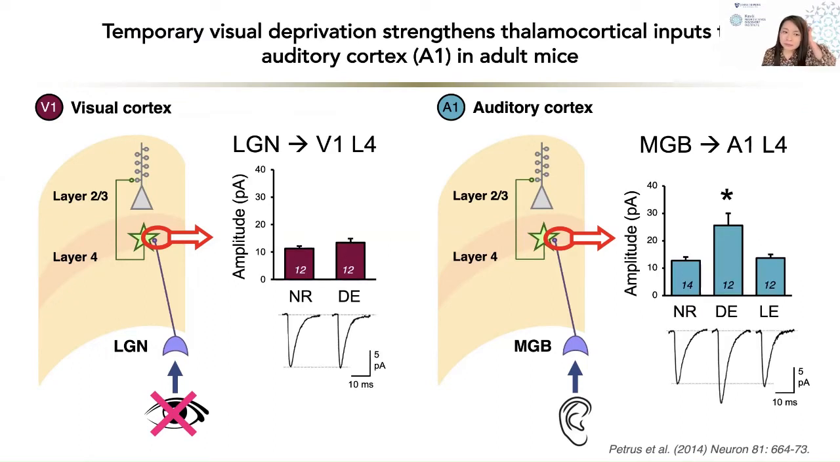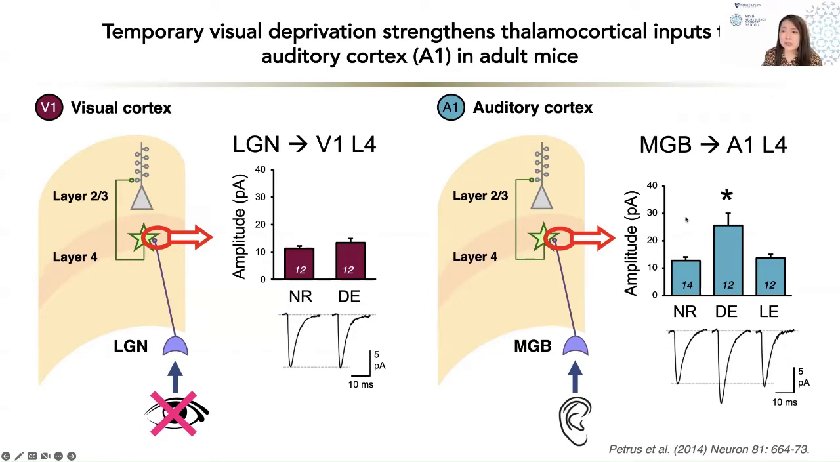And this is the result from our initial study looking at the thalamocortical inputs. We did not see any significant change in the strength of the inputs from the visual thalamus to the primary visual cortex, but we saw an increase in the amplitude. You can see it here, as well as the average data, that there's a strengthening of connections from the auditory thalamus into the primary auditory cortex. And that's reversed by a week of light exposure.